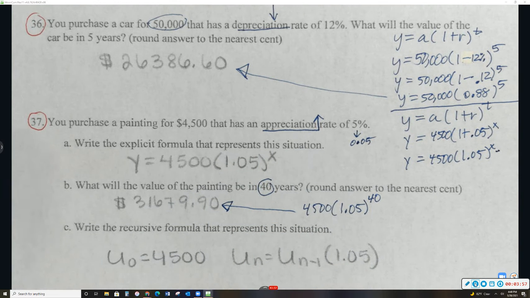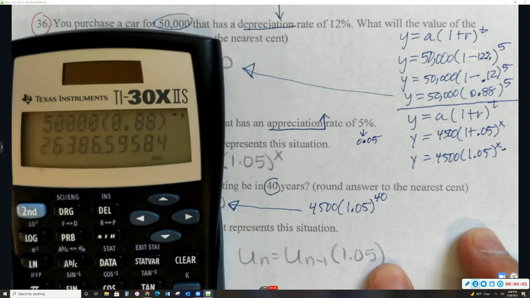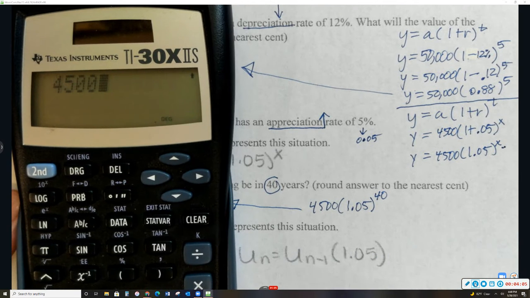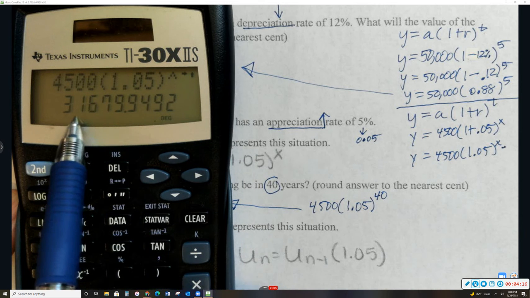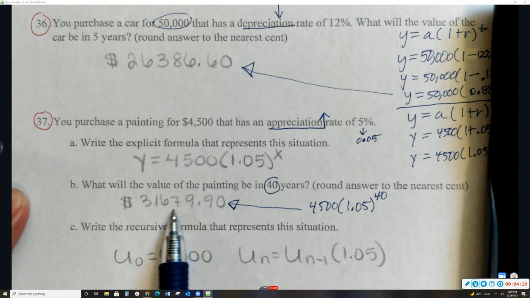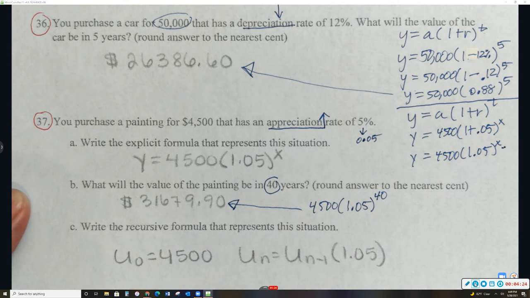Okay, let me try to do it. Hopefully my camera doesn't freak out too much. 4,500, 1.05, and then to the 40th power. 31,679. Yep, 31,679. So that's what we got. So that's how they got that.